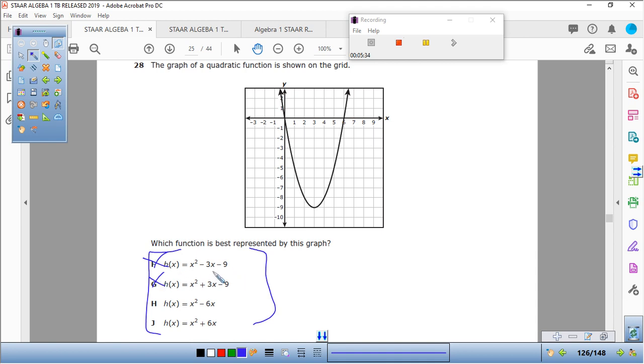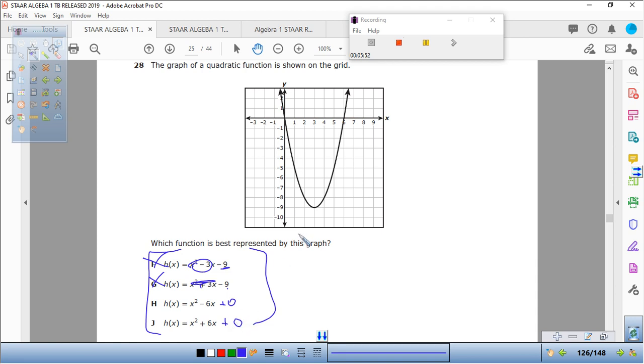Because when x is 0, you're on your y-intercept. Do you agree? This one would say we're at -9, this one would say we're at -9. It would say the y-intercept will be at a -9. It's not going through there. This one says it's at 0, and this one also says it's at 0.